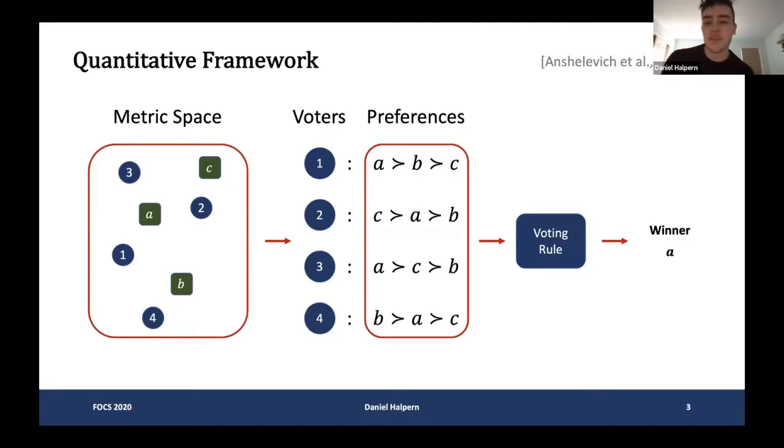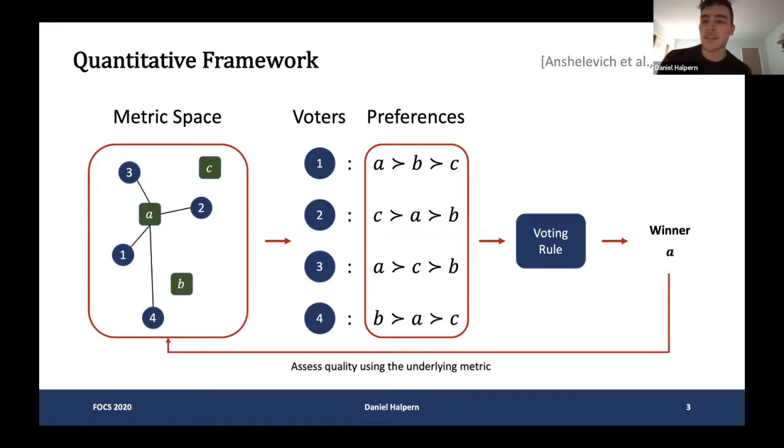Now, the nice thing about the metric space is that it gives us a numerical way to assess the quality of candidates. Our goal here is just going to be to minimize the sum of distances. So the optimal candidate is the one with the minimum total distance. The reason this might be difficult is that the voting rule still only gets the preferences as input. It only gets the rankings. It doesn't know the underlying metric space that induced them.